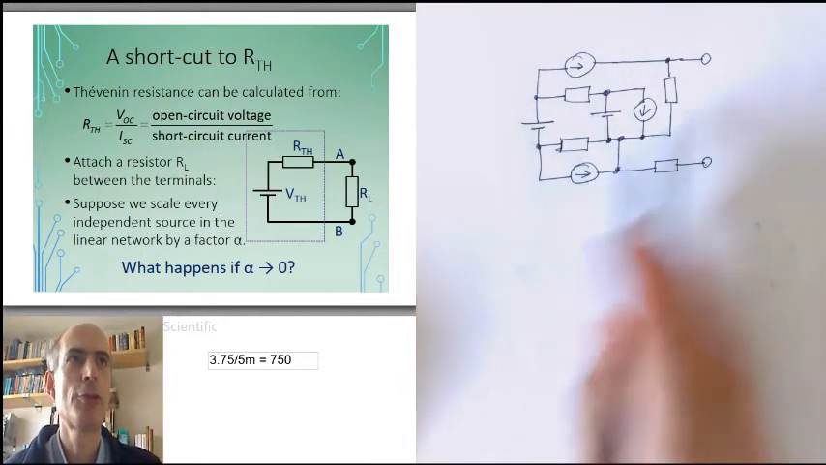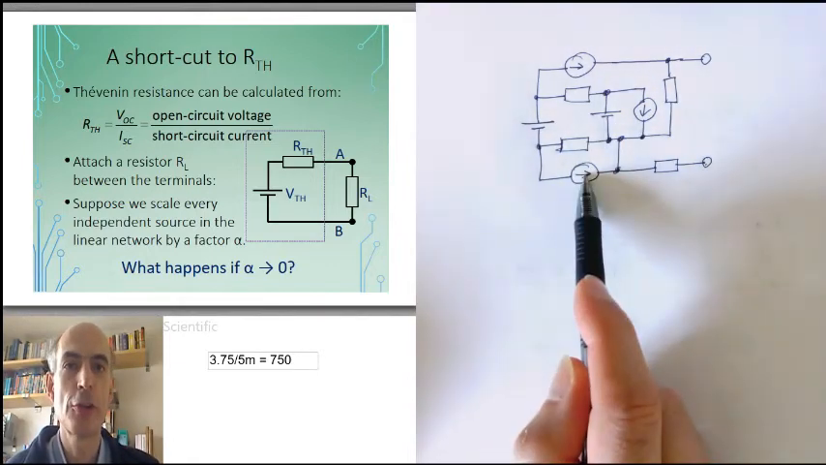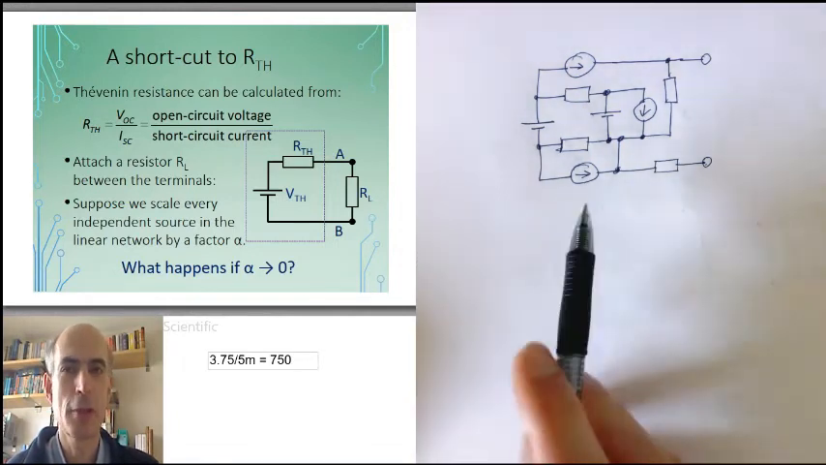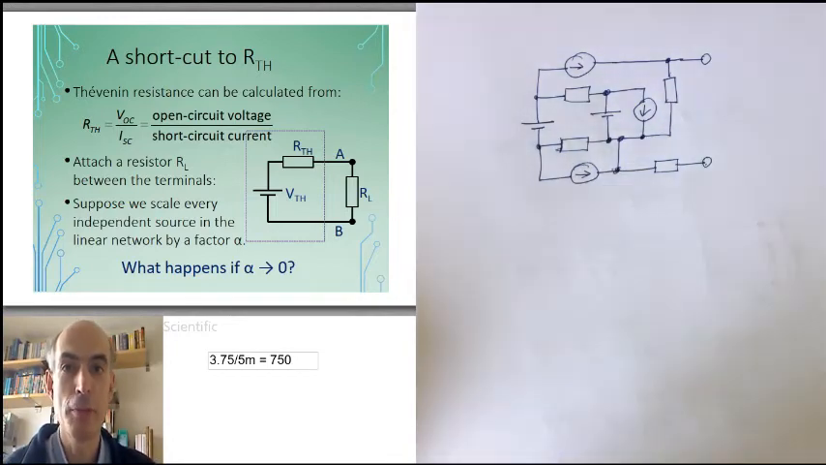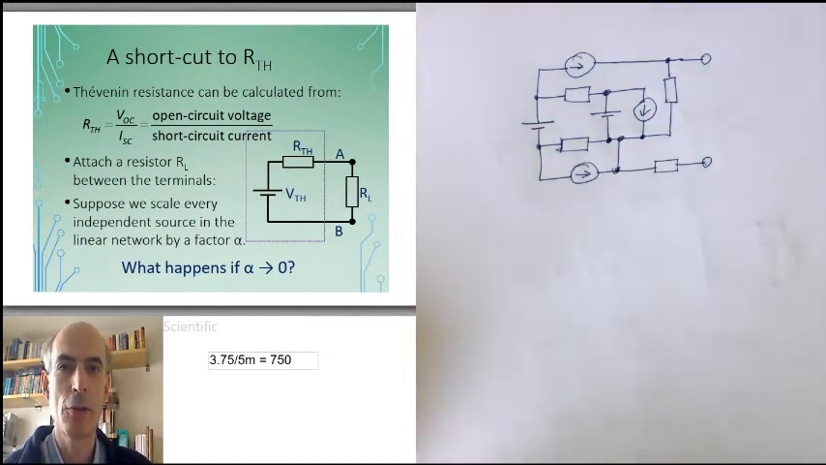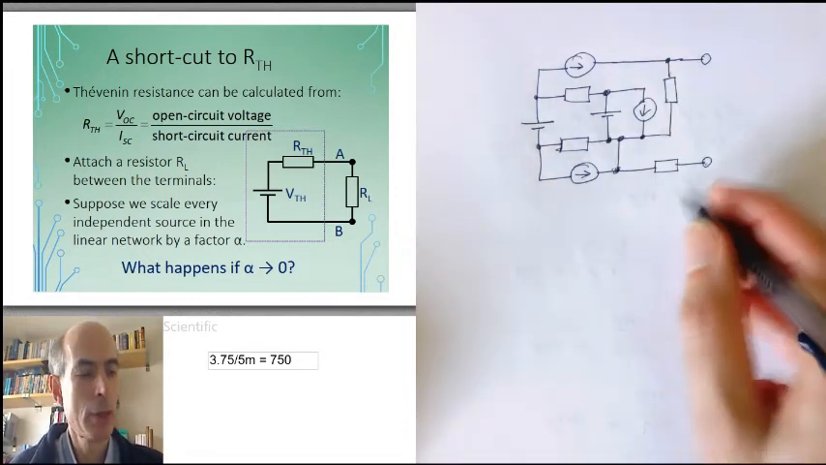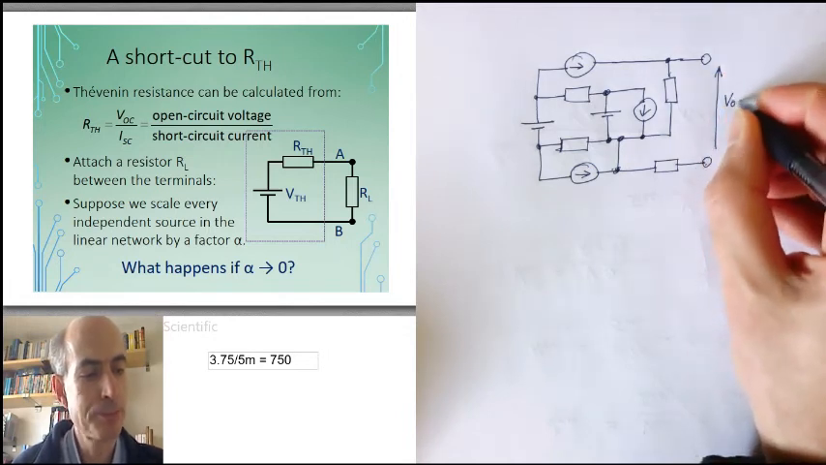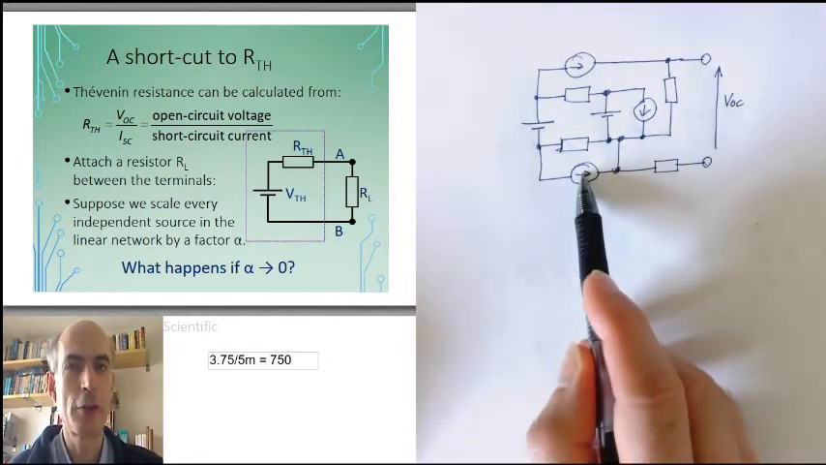The shortcut goes like this. Supposing we have a two-terminal network which consists of independent voltage and current sources and some resistors. And I should warn you at this point that this trick only works if the voltage and current sources in our network are independent, in the sense that they're not functions of the voltage or current anywhere else in the network. Now, this is a linear network, so the open circuit output voltage will be some function of all of the voltages and the currents in this network.